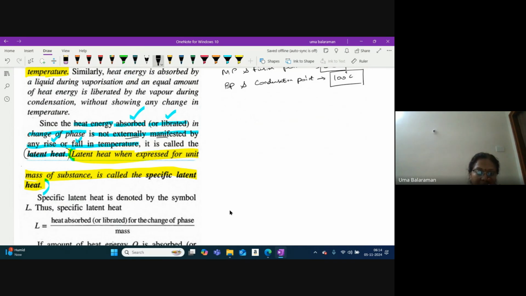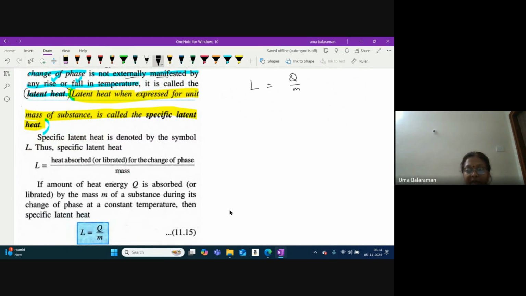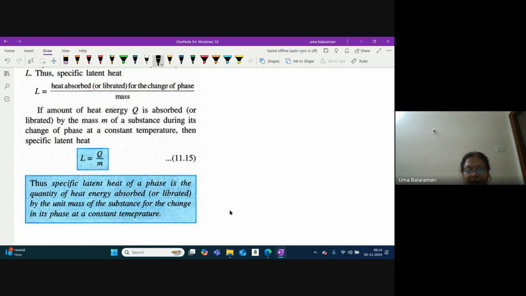So latent heat is denoted by the symbol L. So L is equal to Q by M, heat energy absorbed or released divided by mass. So if it is 3 kg, you divide by 3 kg, so you get unit mass. So specific latent heat of a phase is the quantity of heat energy absorbed or liberated by the unit mass of the substance for change in its phase at a constant temperature.